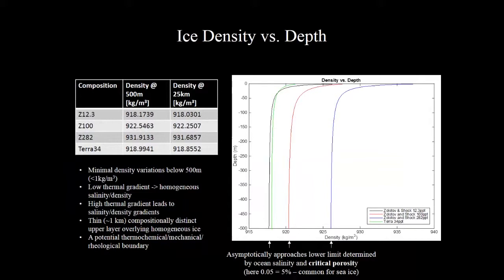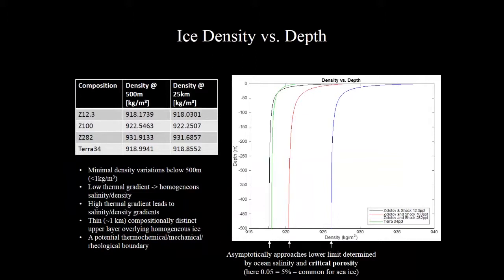Directly related to that is going to be the density of the ice. So basically you can come up with profiles for what the density profiles would be in the shell. It's going to look similar, where you have this asymptotic drop off. And one of the key points is that the limits for these systems are going to really be set by the ocean salinity and the critical porosity.